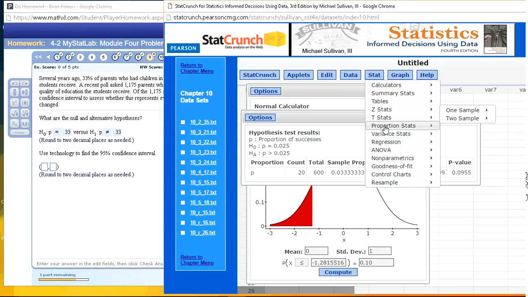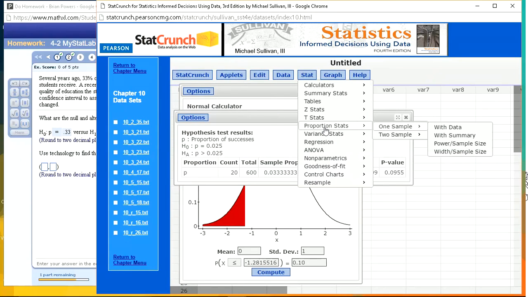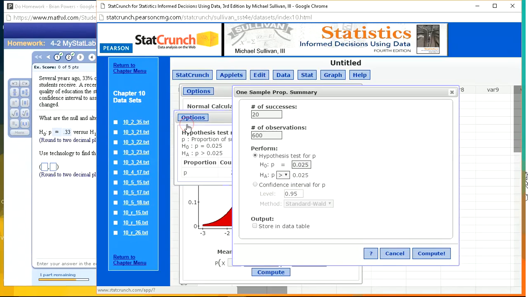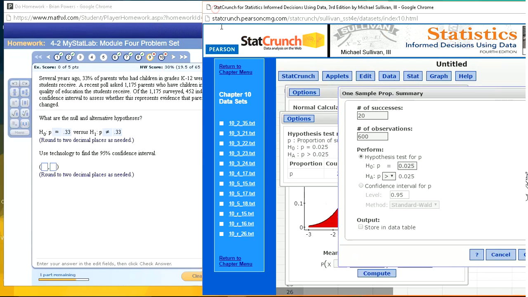To do this, I'm going to go back to proportion stats to create my confidence interval. I'll move it over a little so you can see. Again, proportion stats, one sample with summary. Actually, I can change it right here. Go to options, edit. We had 452 out of 1175. And we're not going to do hypothesis tests. We're going to click on confidence interval.